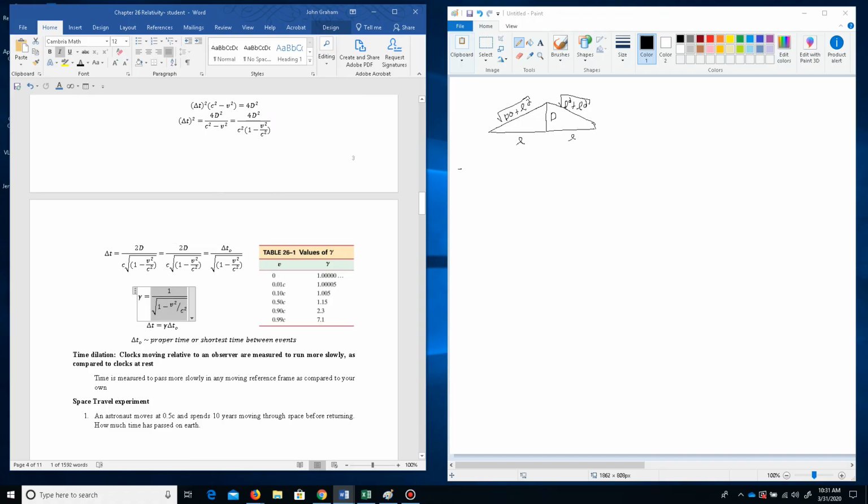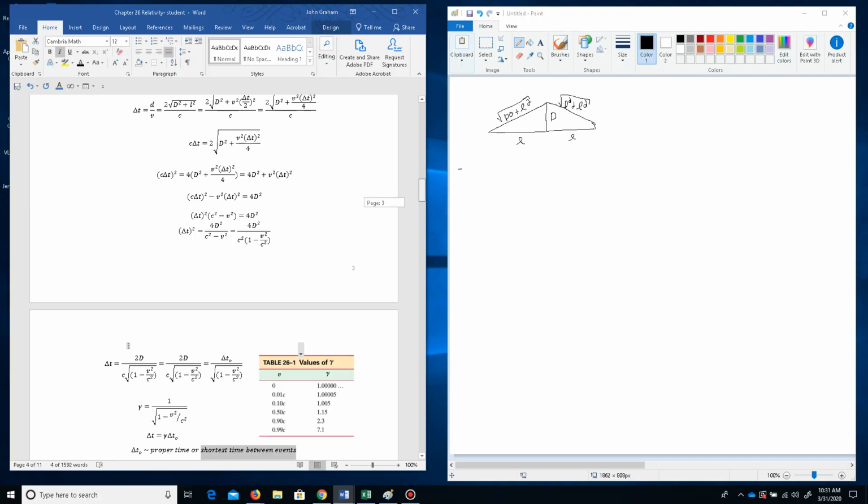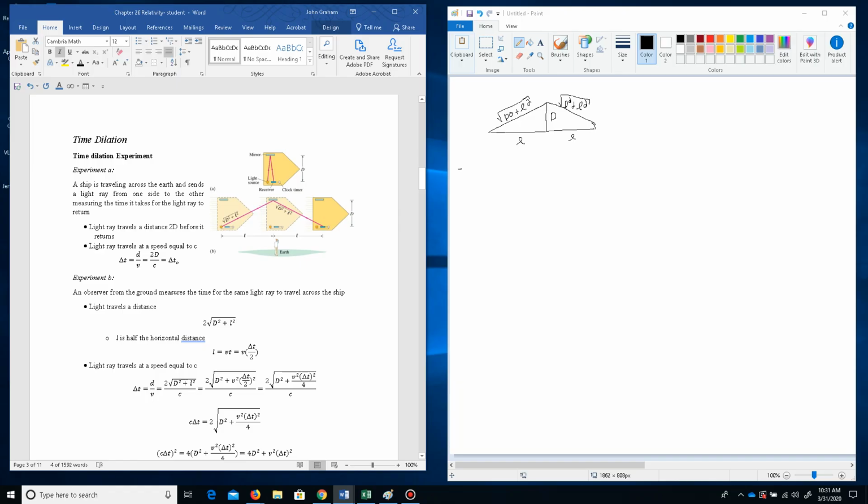This 1 over the square root of 1 minus v squared over c squared we'll start calling gamma because it appears so much in relativity. And so you have delta t equals gamma delta t naught. And the delta t naught is considered proper time, or the best way I like to think of it is the shortest time between two events. So for this case, that shortest time is going to be the time it goes straight across and back. Where this, since it's going a longer distance, it's going to take a longer time. And so this is going to be your kind of relative time.